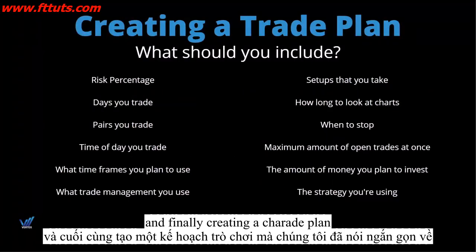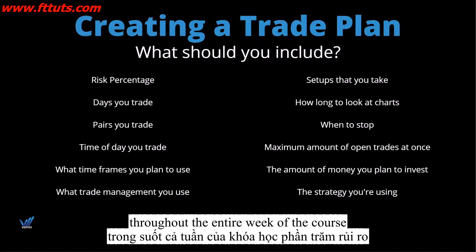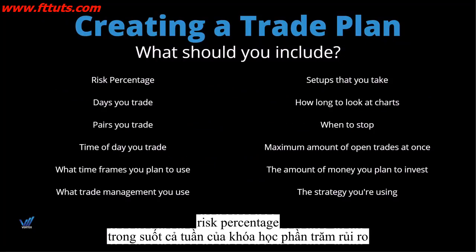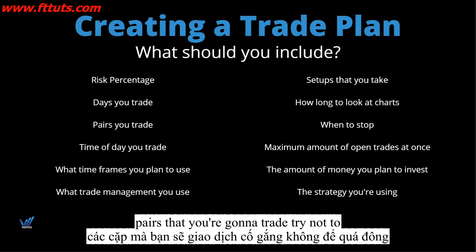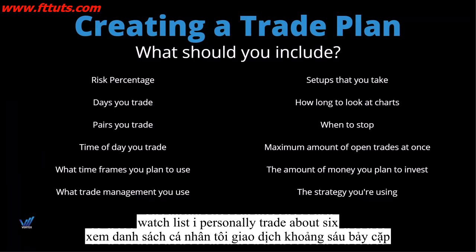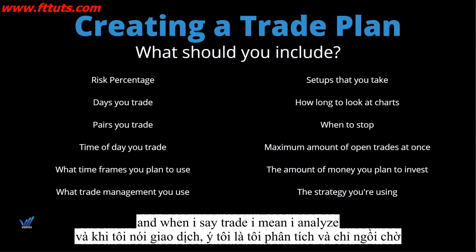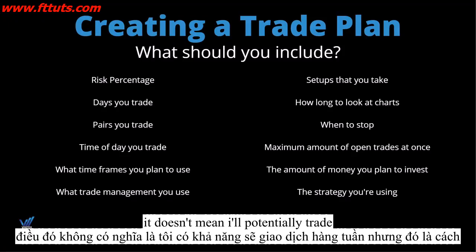And finally, creating a trade plan, which we have briefly spoken about throughout the entirety of the course. Risk percentage, days you trade, how many days you're going to trade, that sort of thing. Pairs that you're going to trade. Try not to overcrowd your watch list. I personally trade about 6-7 pairs. And when I say trade, I mean I analyze and just sit and wait. It doesn't mean I'll potentially trade every week, but that is how it is.